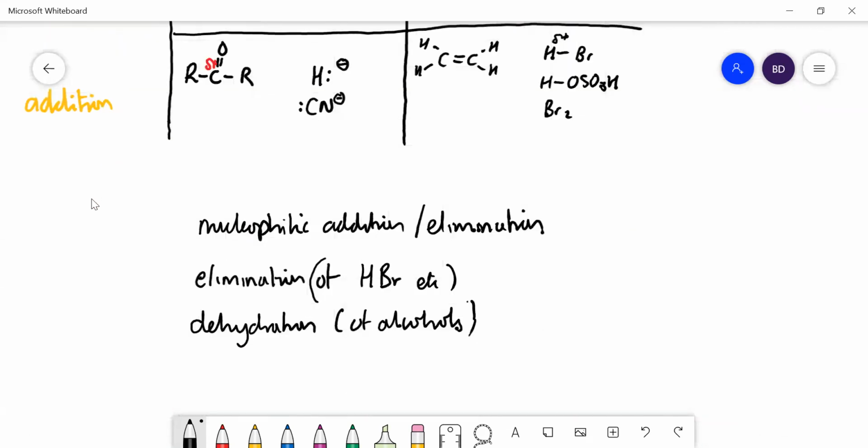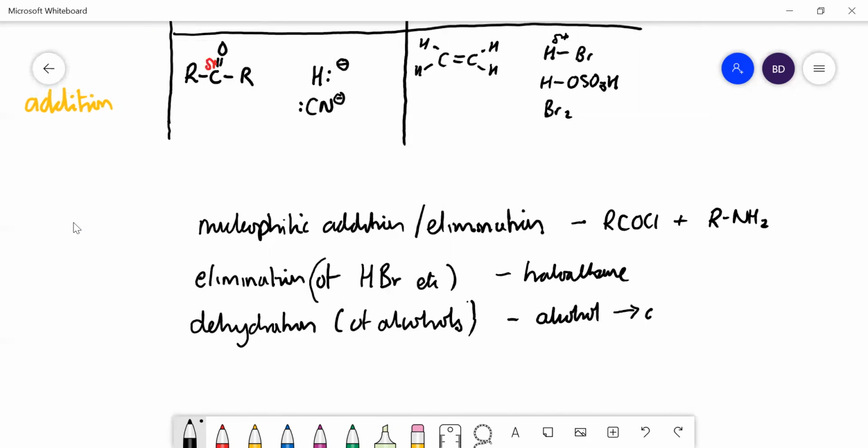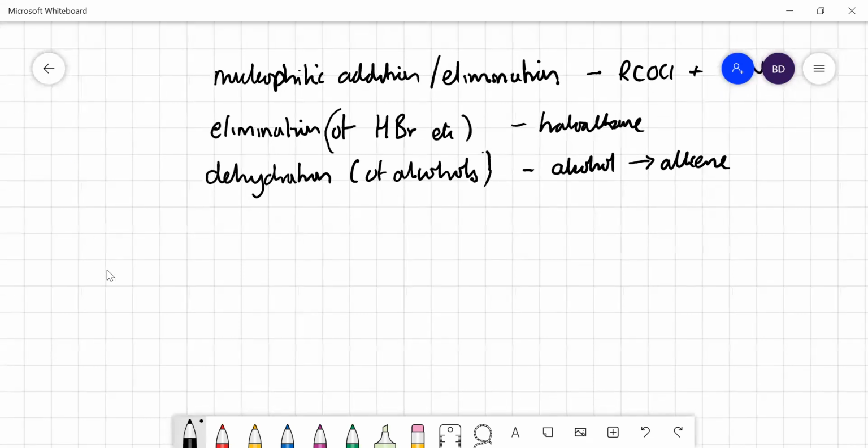There are nucleophilic addition elimination, that's with, to make an N-substituted amide with an acyl chloride, and either an amine or an alcohol reacts with either of those. Elimination of HBr, that's from a haloalkane, the year 12 one. And then finally, dehydration of an alcohol to an alkene. So I'll probably do them more or less in that order. Okay, so right, let's start off with nucleophilic substitution, which is probably the first one.